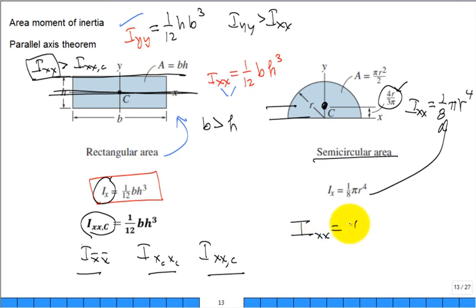I sub xx is equal to I sub xxc plus what? Professor, I need my equation sheet. No, you don't. You're going to remember this because you're a mechanical engineer for the rest of your life. Some distance squared times area. Remember, it has to be meters to the fourth power. That's what each of these terms has to be. Doesn't that give me the right units? And what is this D? The perpendicular distance between the two parallel axes. In this case, D is that distance, which would be h over 2. And then what is A? The area, b times h.